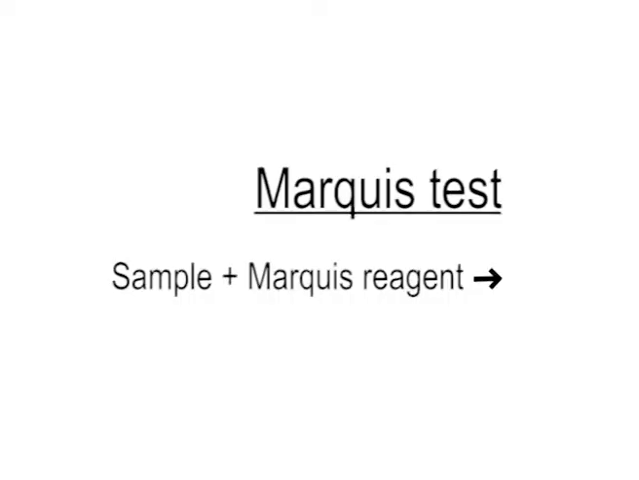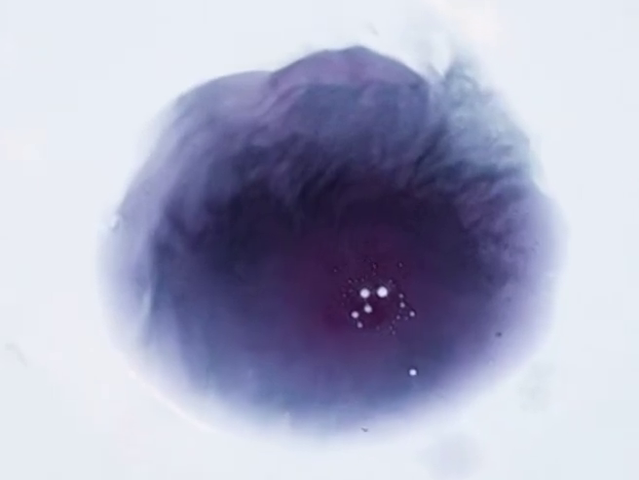Marquis test: take a small amount of suspected sample on a spotting plate and add a few drops of Marquis reagent. The appearance of purple-violet color indicates the presence of heroin. Preparation of Marquis reagent: Marquis reagent is prepared by adding 8 to 10 drops of 40% formaldehyde solution to 10 ml of concentrated sulfuric acid.